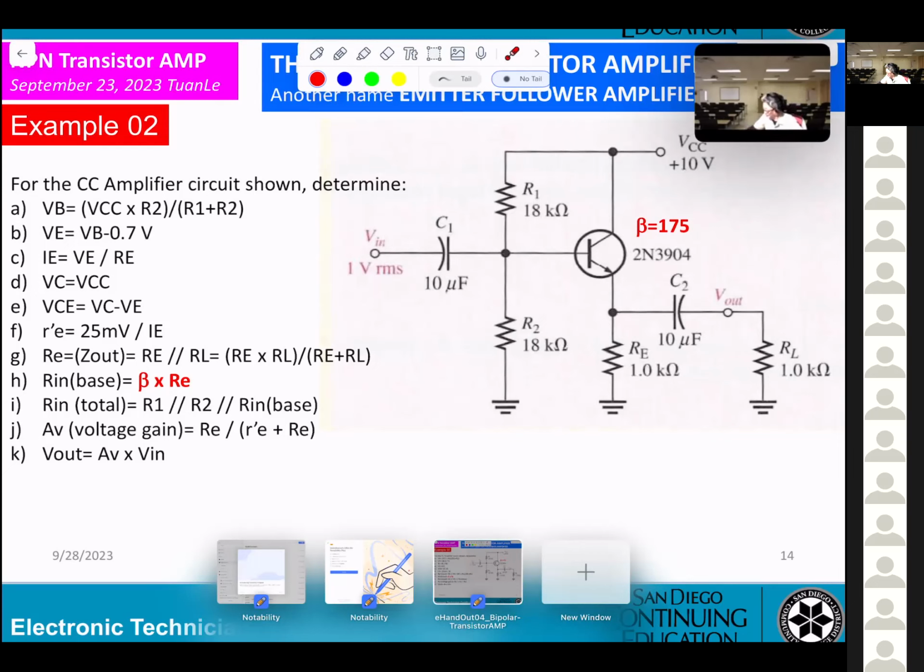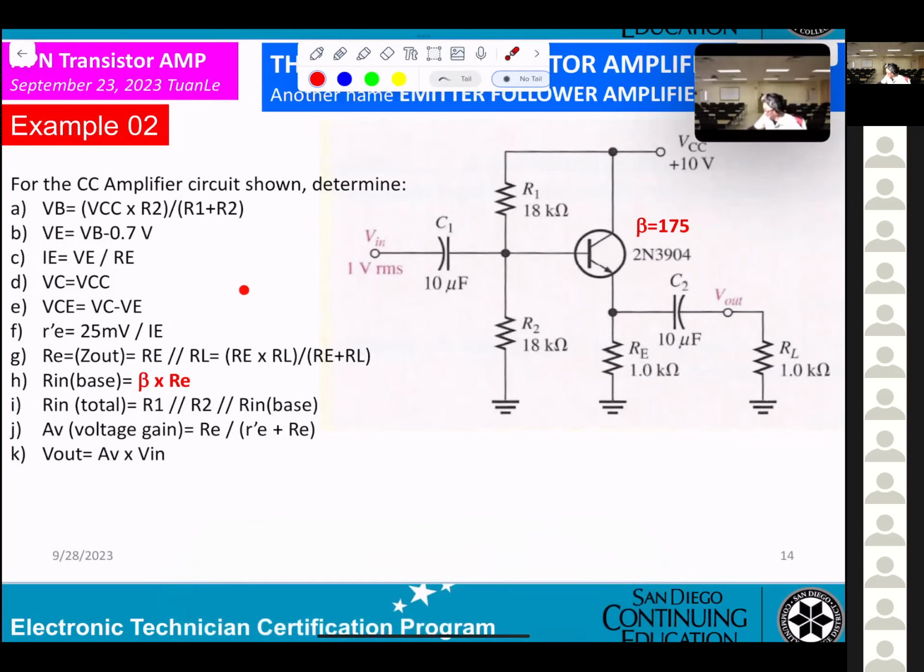At least you can go up to this point, A, B, C, D, E, F. At least you have to know how to get up to that point.